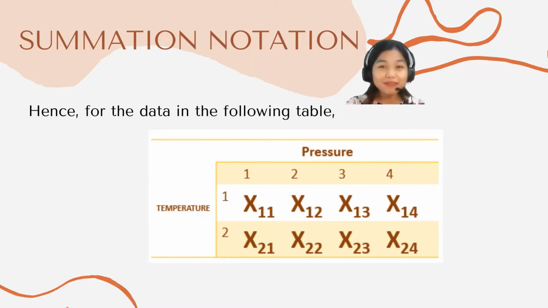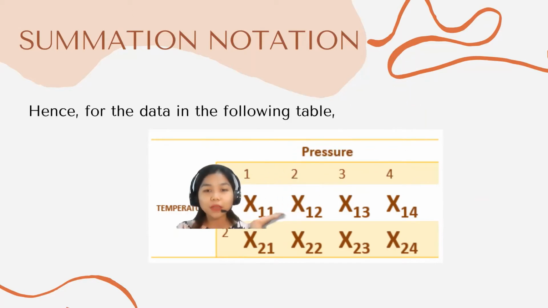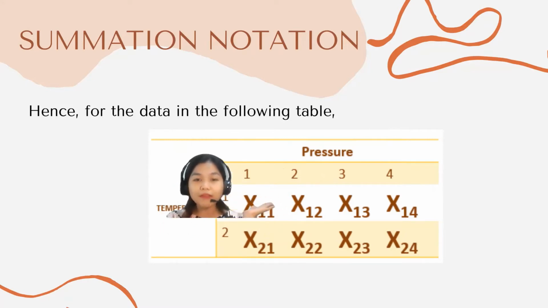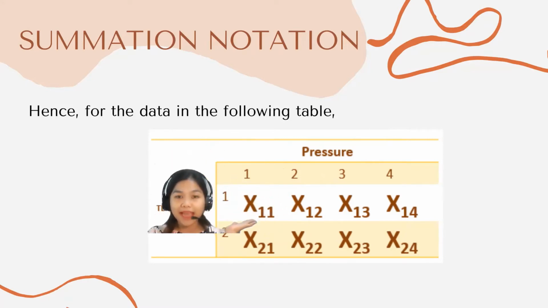So, madali ba or mahirap? Actually, madali lang po siya. Don't be confused na bakit 1, 1 at saka 1, 2 row at saka column. So, kung may mga values dito, for example, x11 or x row 1, column 1, meron siyang 10 na value dito.